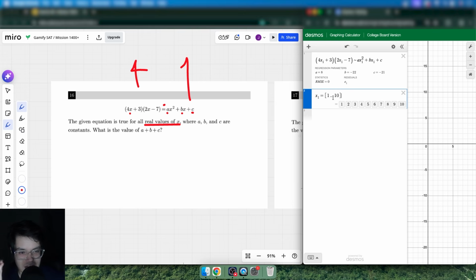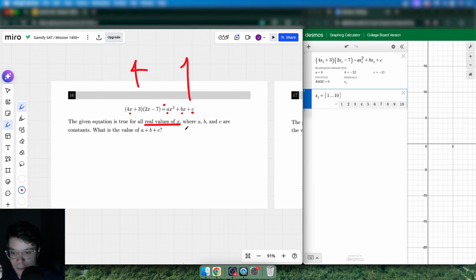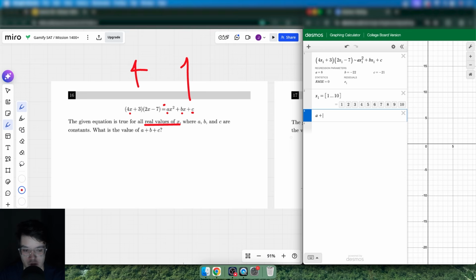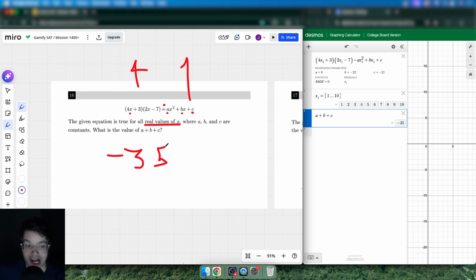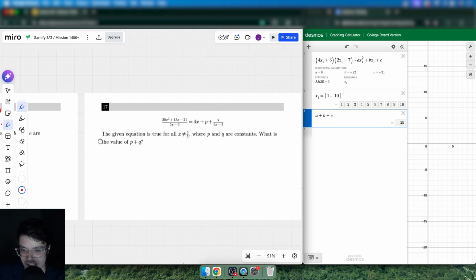So one more thing. I know this may look kind of confusing, but it's really all you have to do. It's not as complicated or difficult as it may look if this is the first time you're seeing this. It says a plus b plus c. I can just go ahead and write that in there. It's now saving the a, b, and c in the system, so I can say a plus b plus c, negative 35. Okay, so not that bad. It's not the worst thing ever, as you may have thought it was.